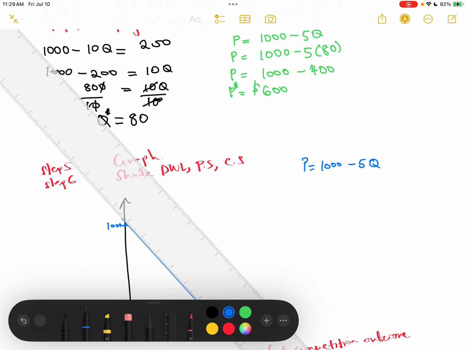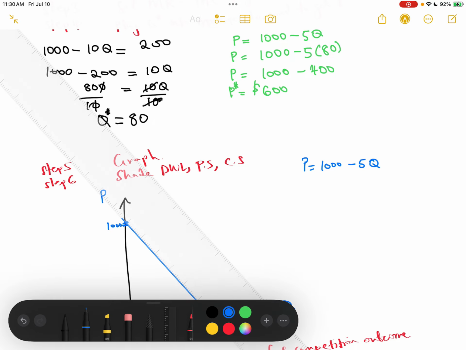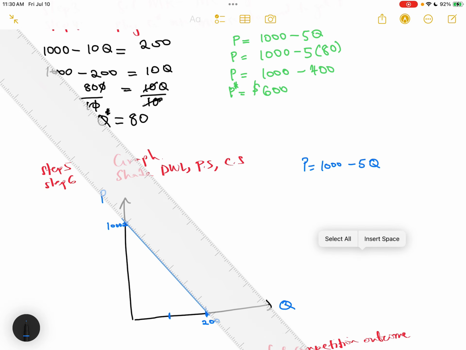All right. We have our inverse demand curve drawn, right? The next step is to draw our marginal revenue, and there is a way to do it. The marginal revenue will cross the Q axis exactly at Q equals 100. Please see the previous video to understand why that is true.